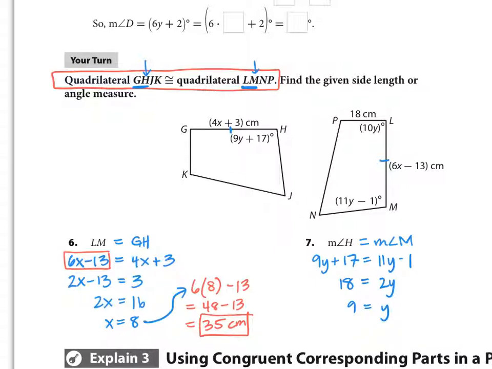Then I need to plug the y into there, right? Measure of angle H is the 9y plus 17. So I'm going to do 9 times the y, which is 9, and add 17. And what is that? 81 plus 17, which is 98 degrees. And that's our solution.